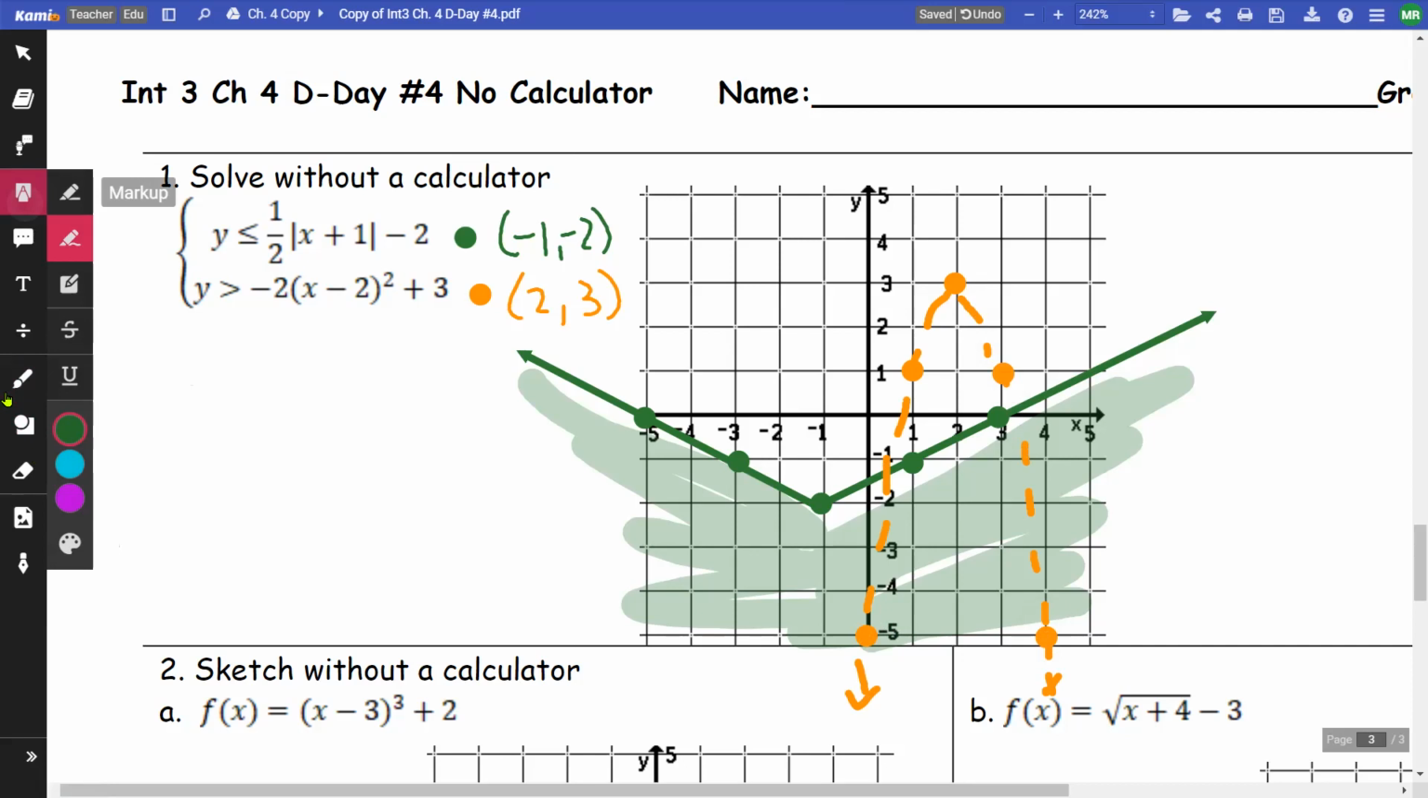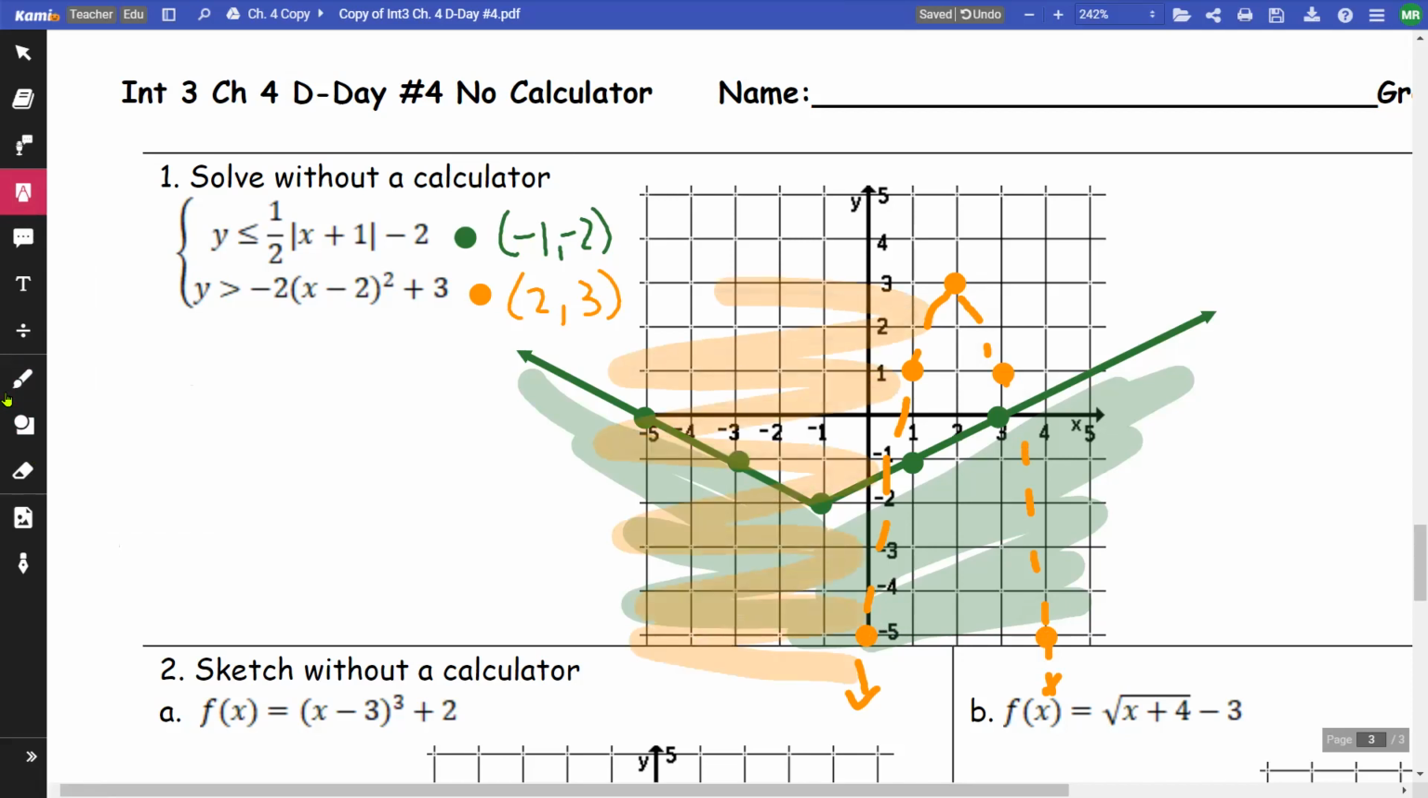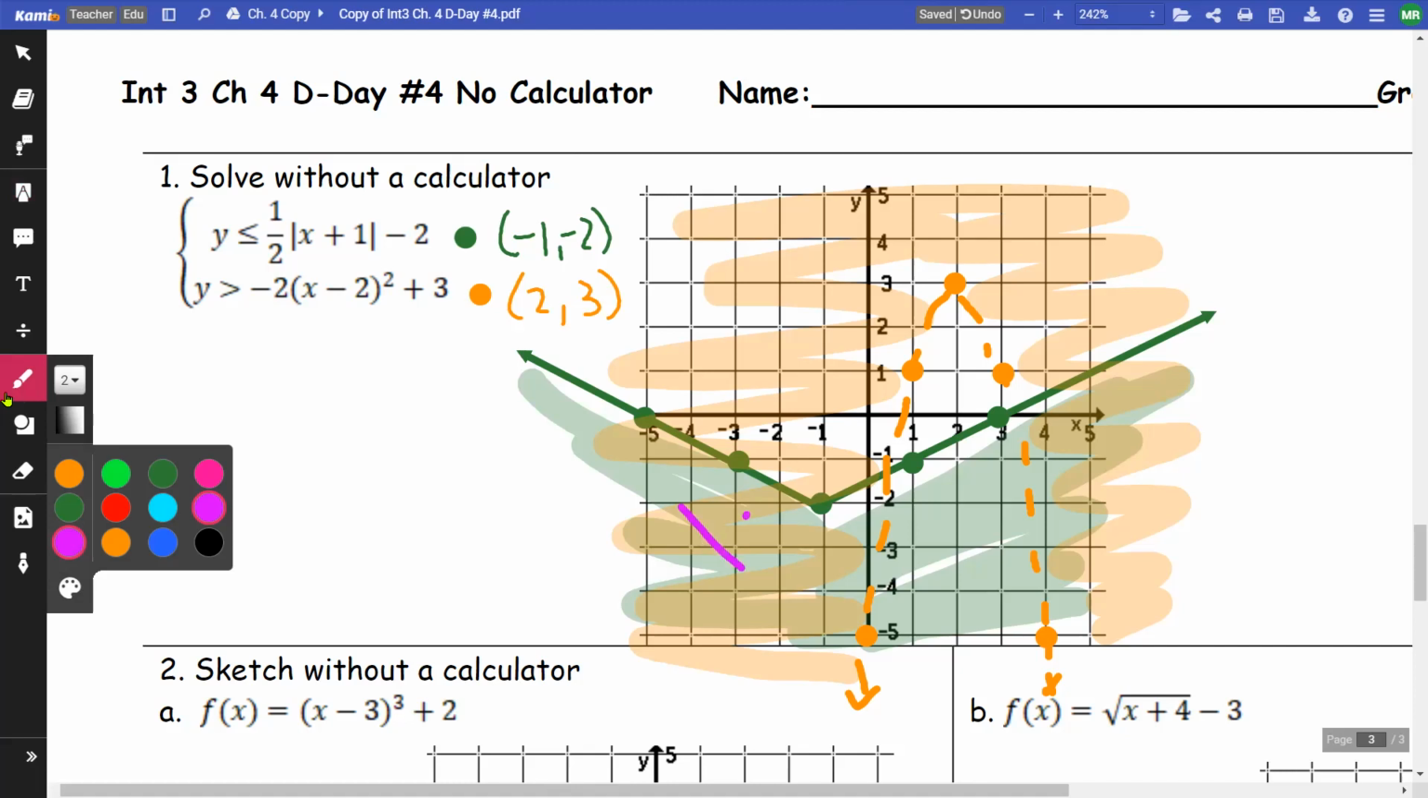And for this one, I would be shading greater than it. So I'd be shading above it. So I would be shading here. So what I want as my answer is where both of them are shaded, okay? And where both of them are shaded is here in this section and here. That's where I'm going to be shading, okay?